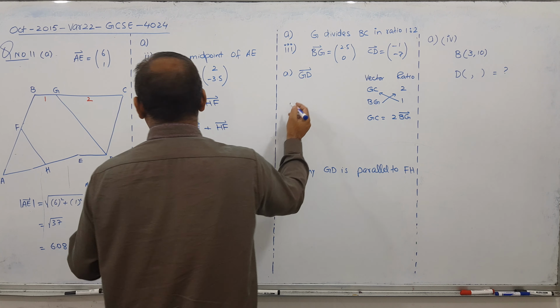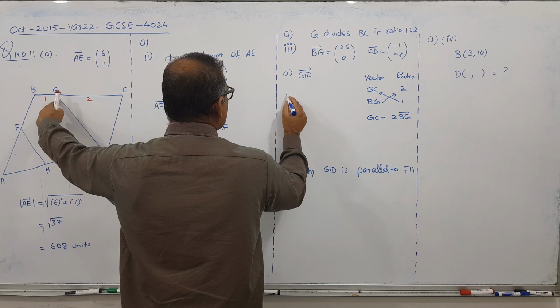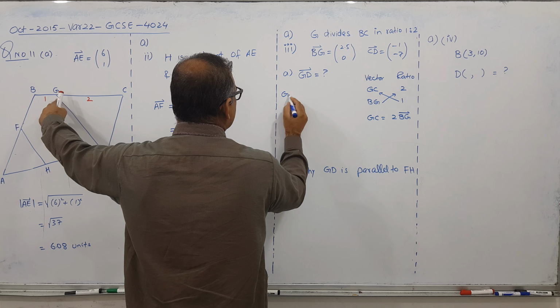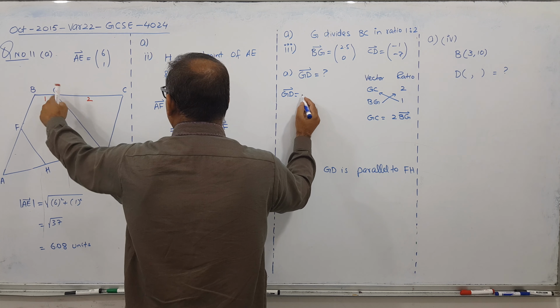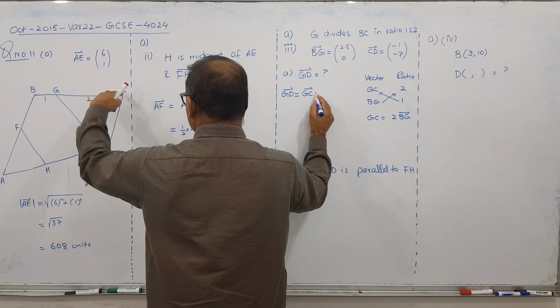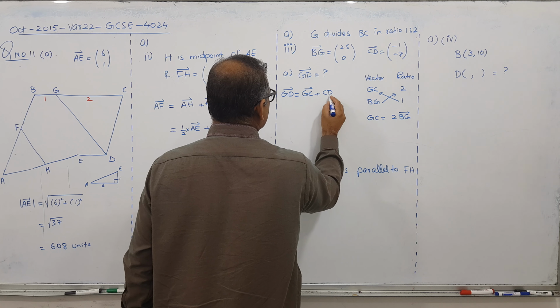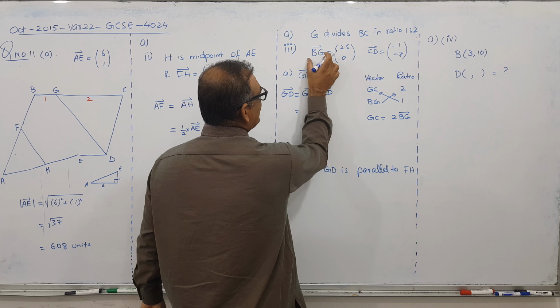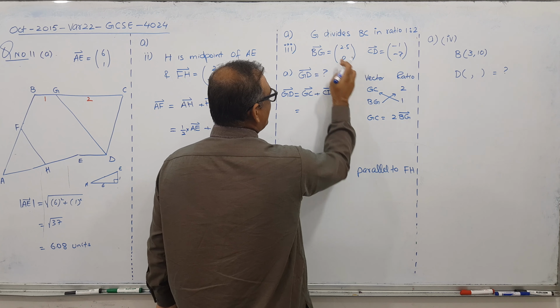So what is the path? What are we looking for? GD. So GD is my plan. So vector GD, I can say, is the path G to C and C to D. And this we have as 2BG, and BG is here. Can you see clearly? So it means into 2.